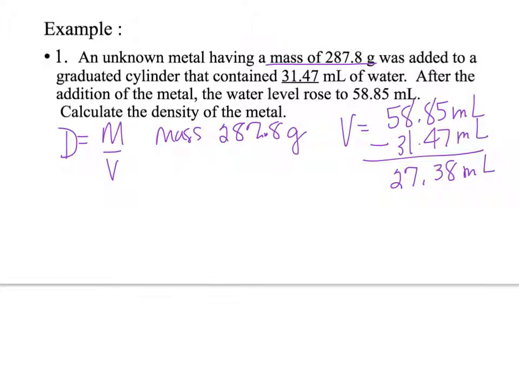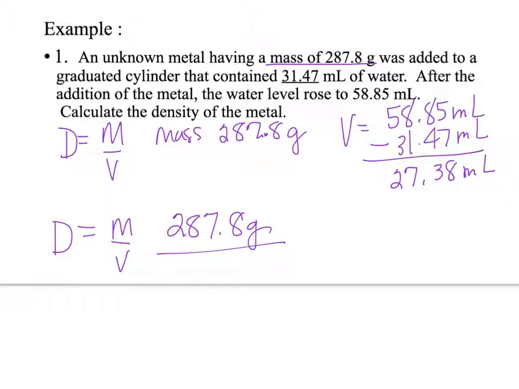So now that we have our volume and our mass, we can quickly go over here and say mass divided by volume. So we can plug in 287.8 grams divided by 27.38 milliliters. And then when we do that math, we get that that equals 10.51. And then remember, there's no naked numbers, so we have to put our units, and our units are grams per milliliter.